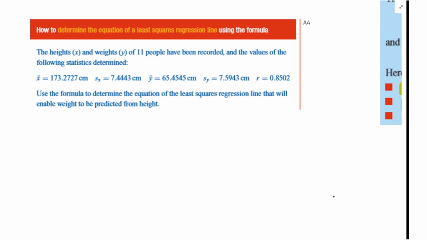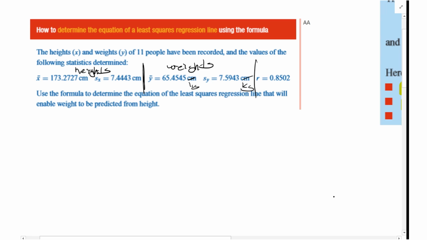So the heights x and y of 11 people have been recorded, and the values of the following statistics determined. So we've said x is basically the heights. So this has to do with the heights. Okay, and this is to do with the weights. And if you had noticed like me, that probably should be kilogram. Okay, and we've been given an R value there.